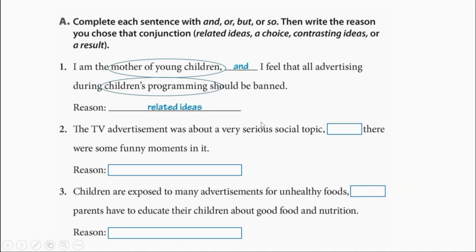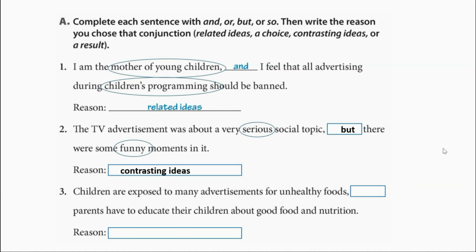Let's try number 2. The TV advertisement was about a very serious social topic. There were some funny parts in it. Two ideas again, serious and funny. What is the relationship between these two? They are opposing, they are contrasting, so we have to use but. And the reason, as we said, is they are contrasting ideas.